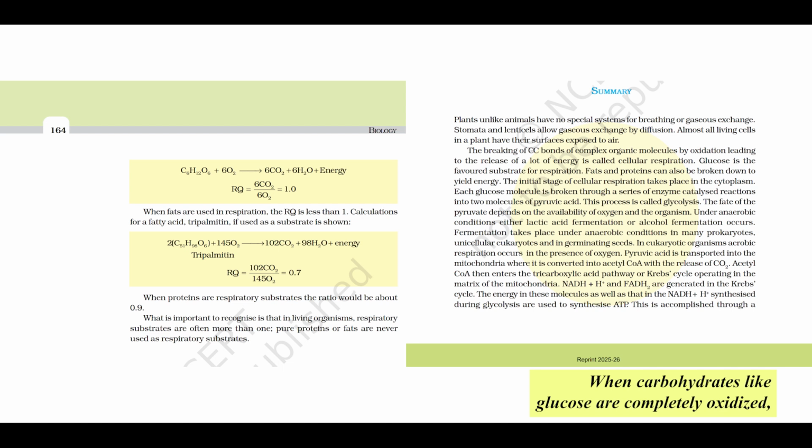Carbohydrates. When carbohydrates like glucose are completely oxidized, the RQ is exactly 1.0. This is because equal amounts of CO2 are evolved and O2 are consumed. Recall the equation, C6H12O6 plus 6O2 gives 6CO2 plus 6H2O. So RQ equals 6CO2 over 6O2 equals 1.0.